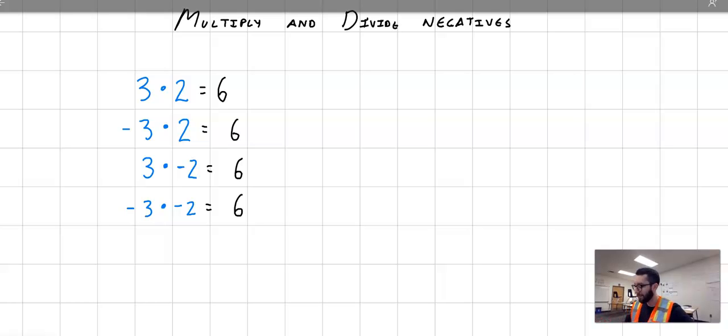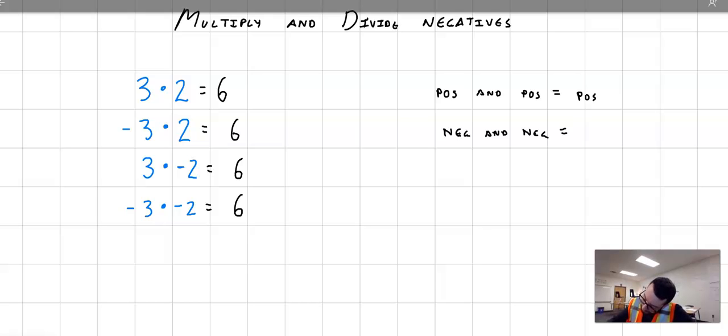And so what ends up happening, if you have 2 of the same symbol, whether it's 2 positives or 2 negatives, your answer is positive, right? So if you have a positive and a positive, or a negative and a negative, those are both going to result in a positive number because the negatives cancel each other out.